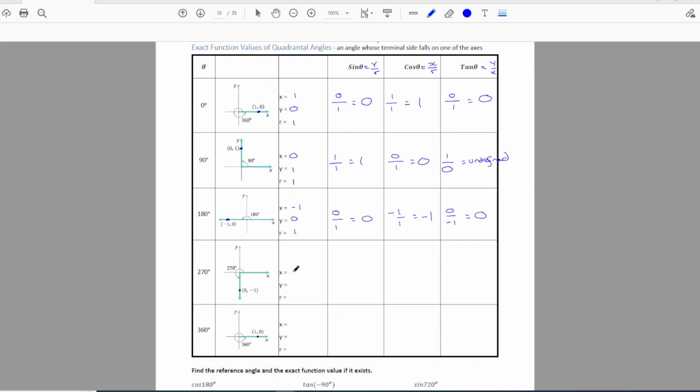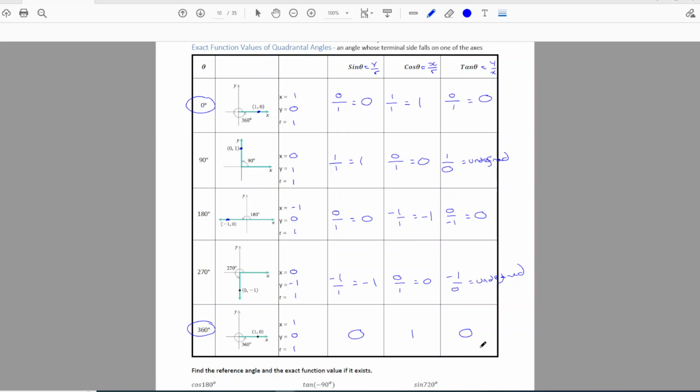And then here we've got 0, -1, 1. So this would be -1 over 1 is -1. This would be 0 over 1 is 0. And then this would be -1 over 0, which is undefined again. And then lastly, this guy would be 1, 0, 1. It's the exact same as 0 degrees. So 0 degrees and 360 are coterminal. You don't really need the 360, but I just thought I'd throw it in there just so that you get that full circle picture. But it's going to be 0, 1, 0 as well.